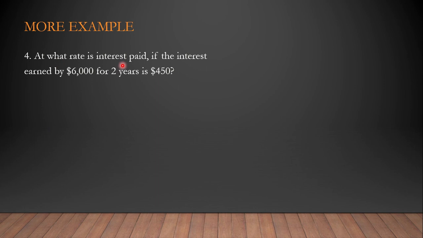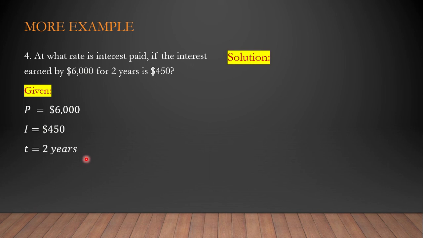So, at what rate is interest paid if the interest earned by $6,000 for 2 years is $450? Okay? Ang pinapahanap ay rate. So, identify the given. P is equal to $6,000. The interest is $450. And the time is 2 years. Then, solve. Use the formula in finding the rate.